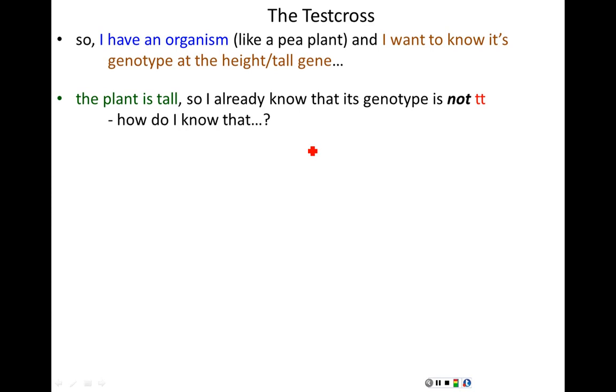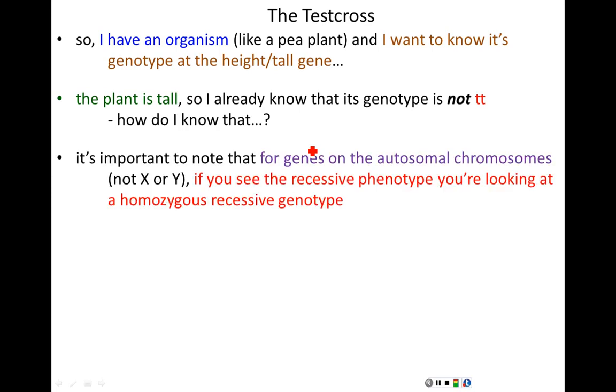It's not little t, little t. It's also important to note that for genes on autosomal chromosomes, these are the normal, non-sex chromosomes, if you see the recessive phenotype, you're looking at a homozygous recessive genotype. It just goes with the package. The only way an individual can show a recessive phenotype is if they are homozygous recessive, by definition. The only other allele an individual could have would be a dominant one, and if they have a dominant allele, they show the dominant phenotype. So anytime you're told you're looking at a recessive individual, you instantly know the genotype. The genotype is homozygous recessive.